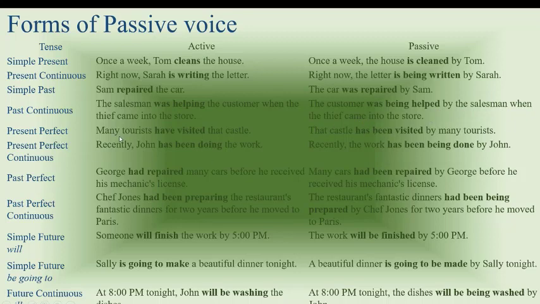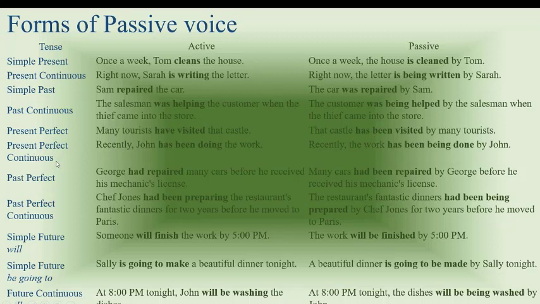Present perfect. Many tourists have visited that castle. That castle has been visited by many tourists. So let's notice something important. Many tourists: the subject is plural, so it takes have. While when making it passive, the castle is singular, so it takes has, not have.